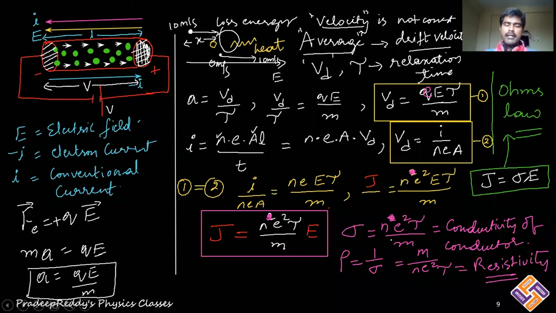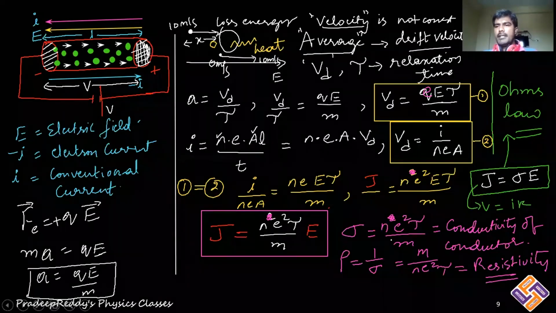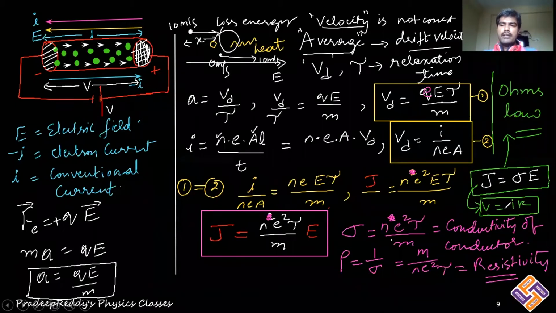J is equal to sigma E, which is different from the thing which you have learned in your class 10th. Usually in class 10th you will be writing V is equal to IR. This is Ohm's law. So V is equal to IR is one of the forms of J is equal to sigma E. So whenever you are dealing with actual Ohm's law, it should be written J is equal to sigma E. That is the base of Ohm's law. And from that we will be getting V is equal to IR. I'll show you how you are getting V is equal to IR in the next slide. But you just remember J is equal to sigma E is the valid expression for Ohm's law, where J is current density, sigma is electrical conductivity, and E is electric field.